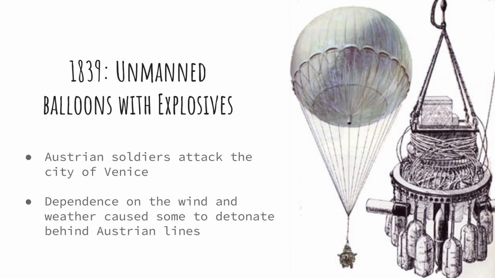In the 1800s, we saw the first invention of unmanned aircrafts for use in war. Austrian soldiers used unmanned balloons with explosives attached to them to attack the city of Venice. Once the balloons left the ground, there was no way to control them. Because of this, the direction of the wind caused some of the balloons to fly the wrong way and explode behind Austrian lines. This showed the limitations of the technology at the time.